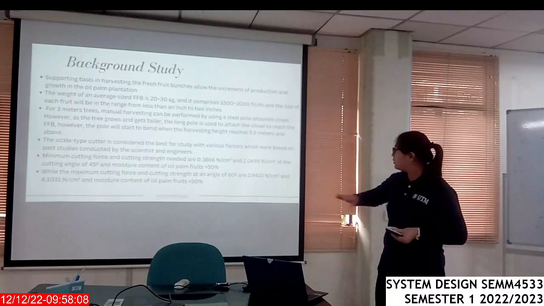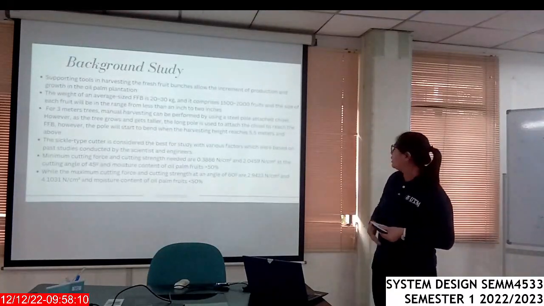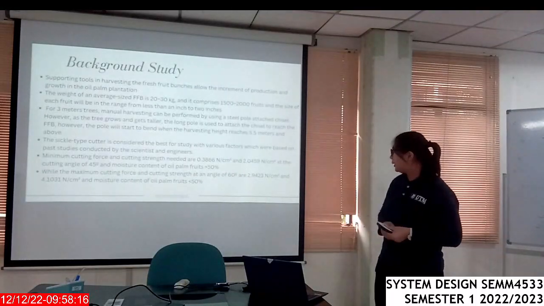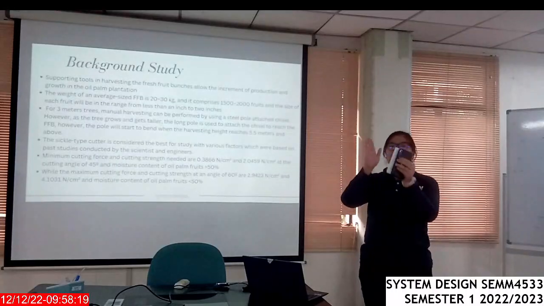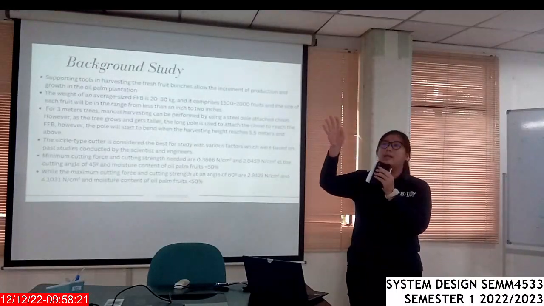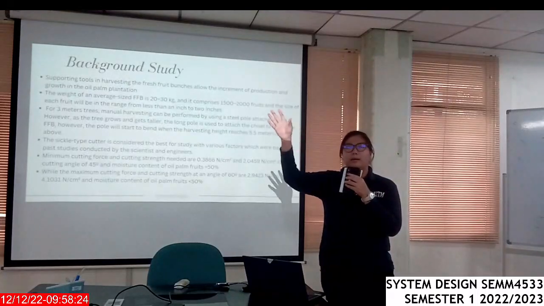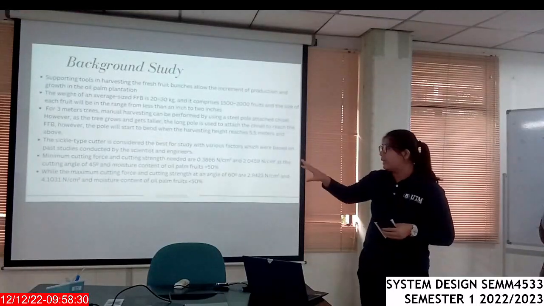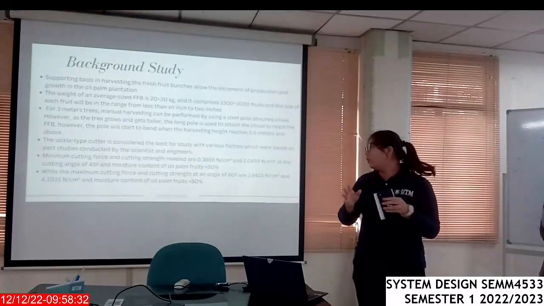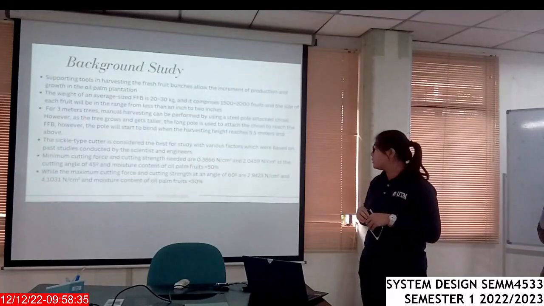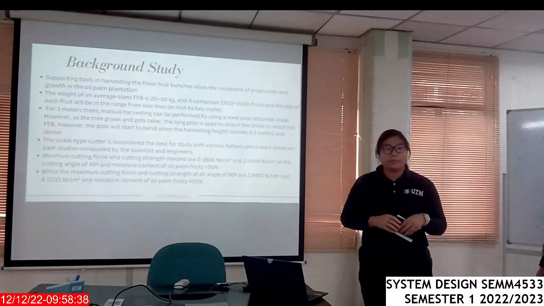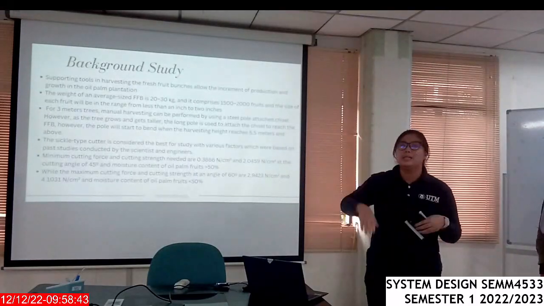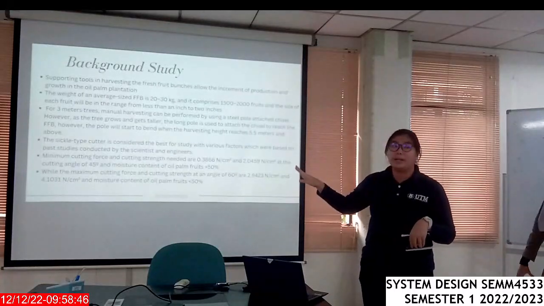And this 0.4 is for the cutting force, and the cutting strength is about 2 Newton per centimeter square at the cutting angle of 45 degrees, which is the angle between the cutter and the oil fruit. We found that this angle is applicable for fruit which has a moisture content of more than 50%, because the more moisture the fruit has, the softer it is, and we can cut it easily. That's why we can cut with minimum cutting force.